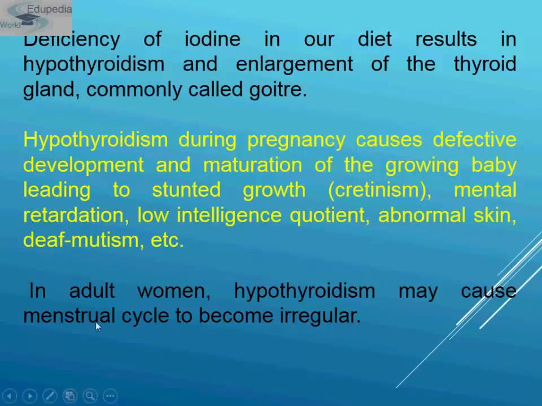Okay, and in adult women, hypothyroidism may cause the menstrual cycle to become irregular. As I said, the menstrual cycle is also influenced by your thyroid hormones. So in adult women, hypothyroidism may cause the menstrual cycle to become irregular. When deficiency of iodine is there in the diet of women, then hypothyroidism occurs, and that hypothyroidism has a negative effect on the menstrual cycle of that lady, and thus the menstrual cycle becomes irregular.